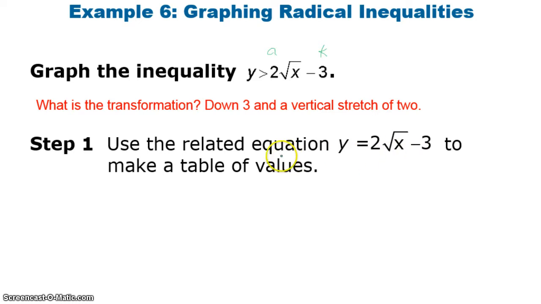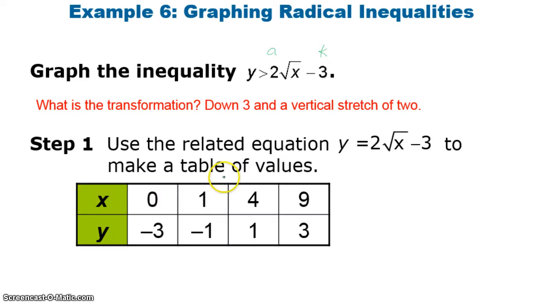So we're going to just take a look at the related equation, and we're going to make our table of values. You know what this is going to look like, but using the table of values will give you a more exact graph. So here's a set that I've used. You notice the numbers I've used. When I sub in, I get back these numbers. You notice 1, 4, and 9.